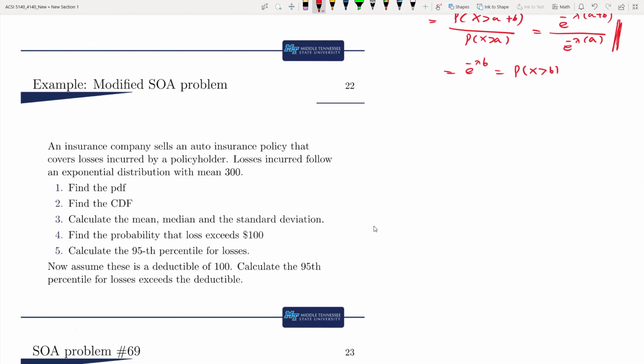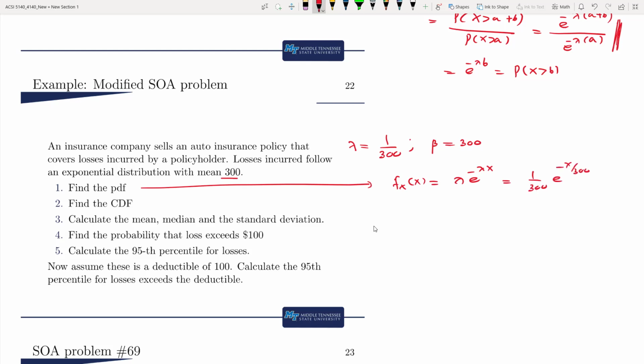The first one tells you that an insurance policy covers losses incurred by a policyholder. Losses incurred follow an exponential distribution with mean 300. That means if you use the lambda formulation, lambda equals 1 over 300. If you use the beta formulation, beta equals 300. So just be careful how you define this. The PDF, I'm going to use the lambda formulation. That's basically f(x) equals lambda times e to the power negative lambda x, which is going to be 1 over 300 times e to the power negative x over 300.